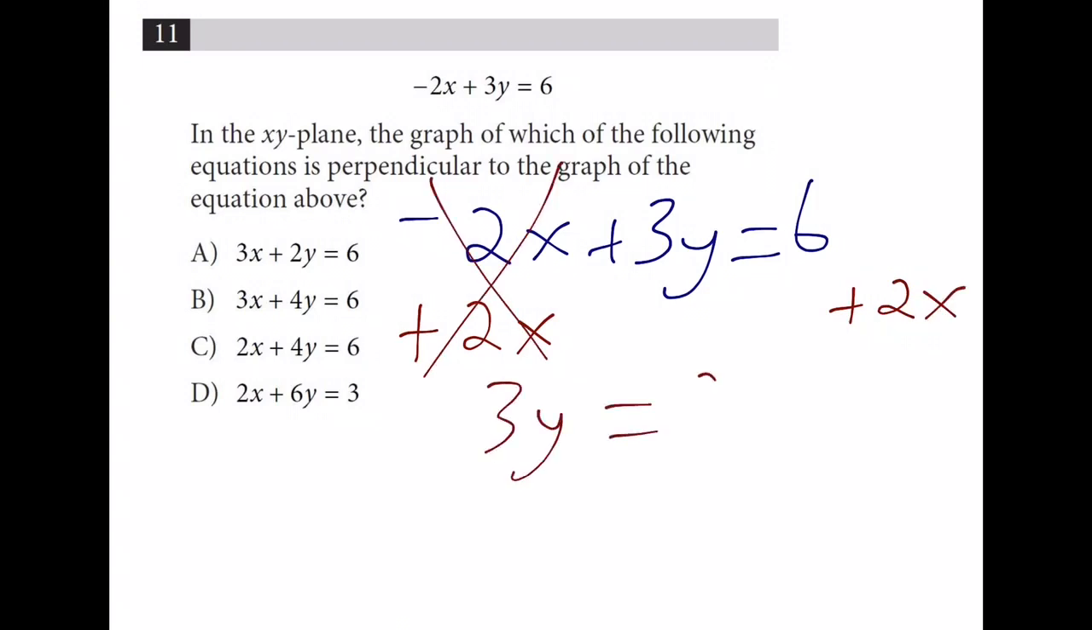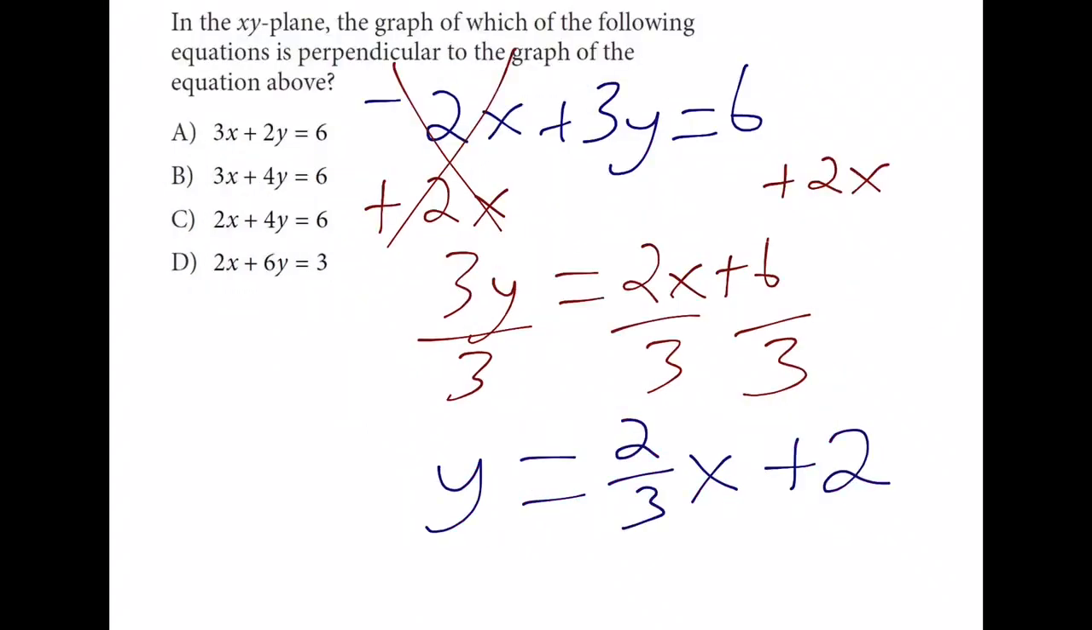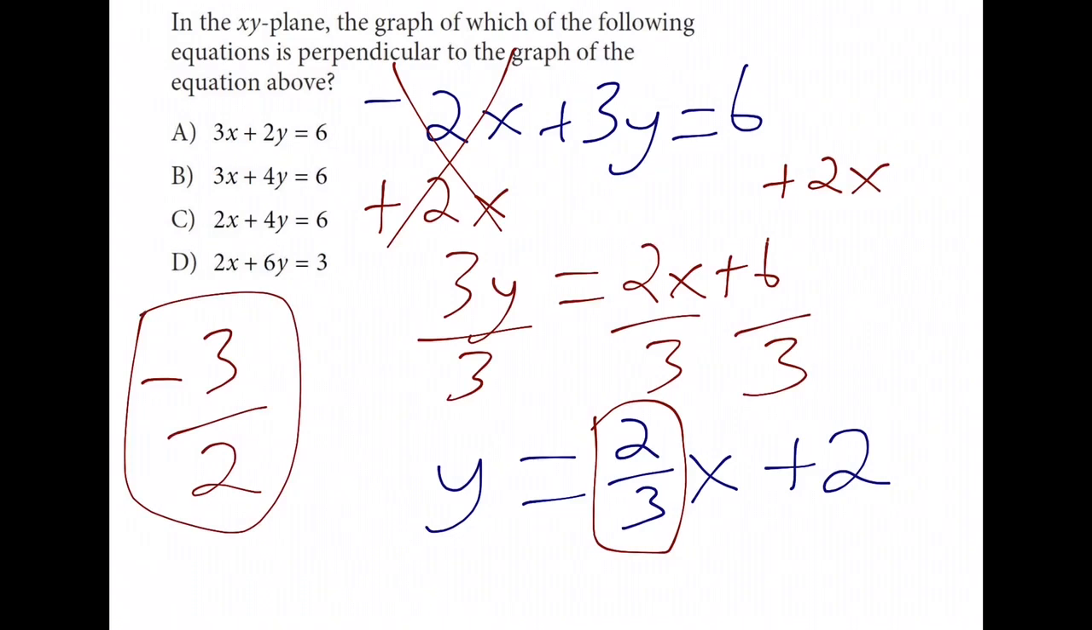And when I have 3y is equal to 2x plus 6, I'm going to divide everything by 3. And the equation of this line in slope-intercept form is y is equal to 2/3 x plus 2. The slope then is 2/3, because that is my m value. A perpendicular slope would be the opposite reciprocal. So the opposite reciprocal of 2/3 would be a negative 3/2. So I know that is going to be my slope.